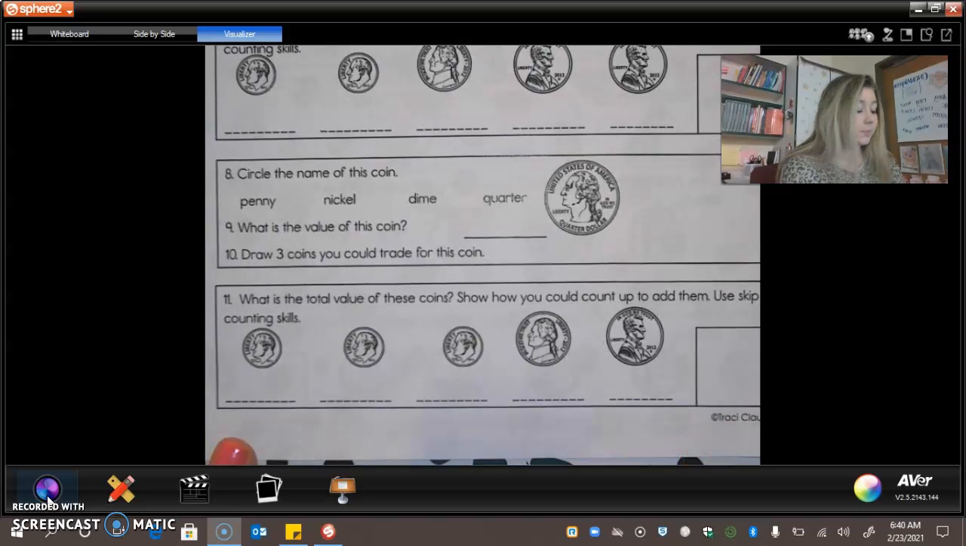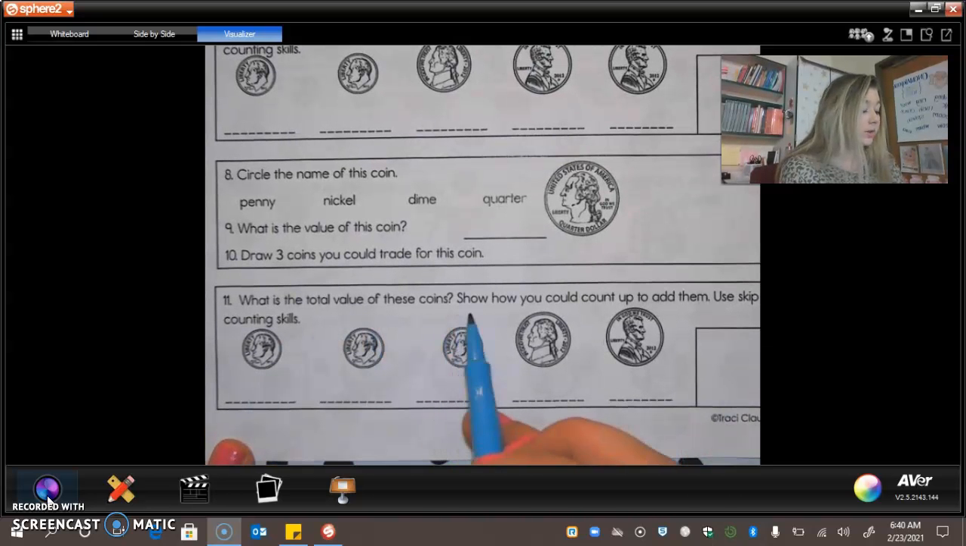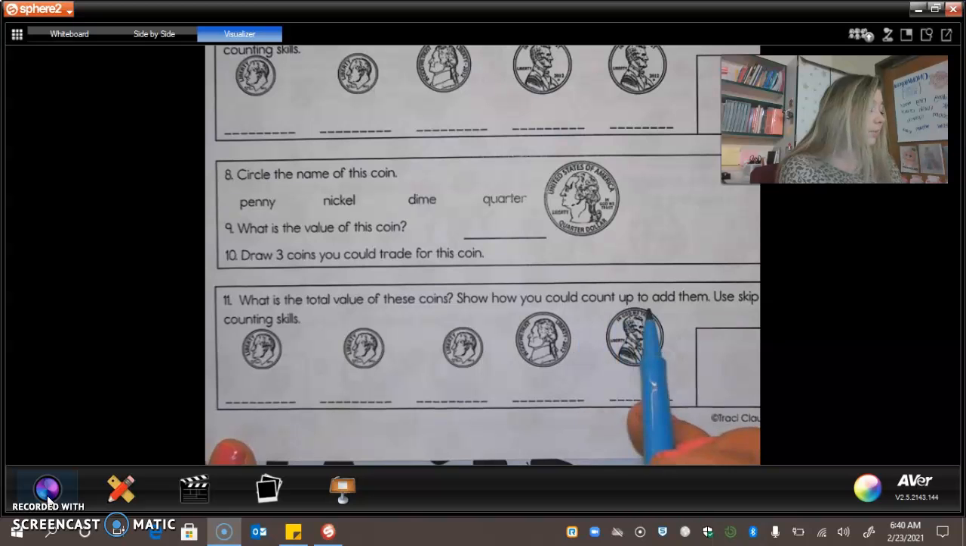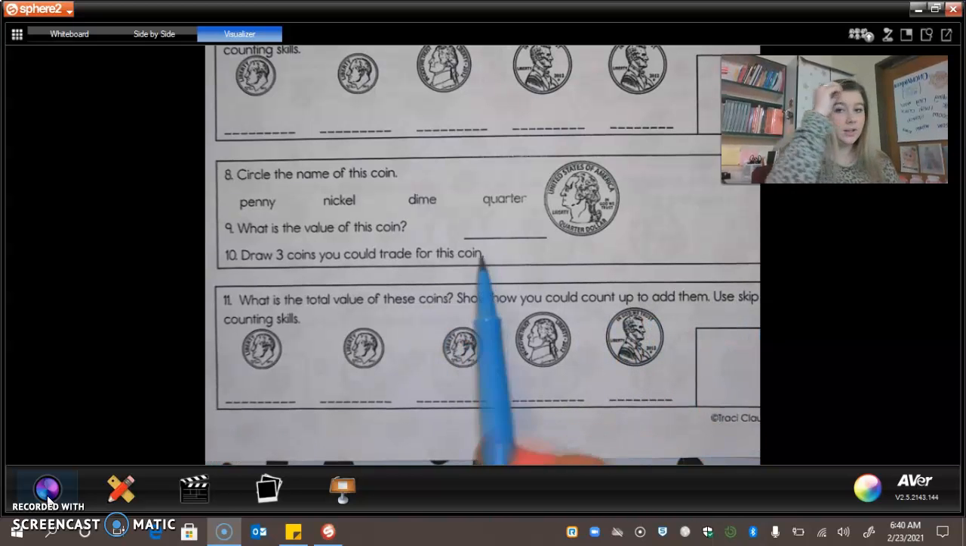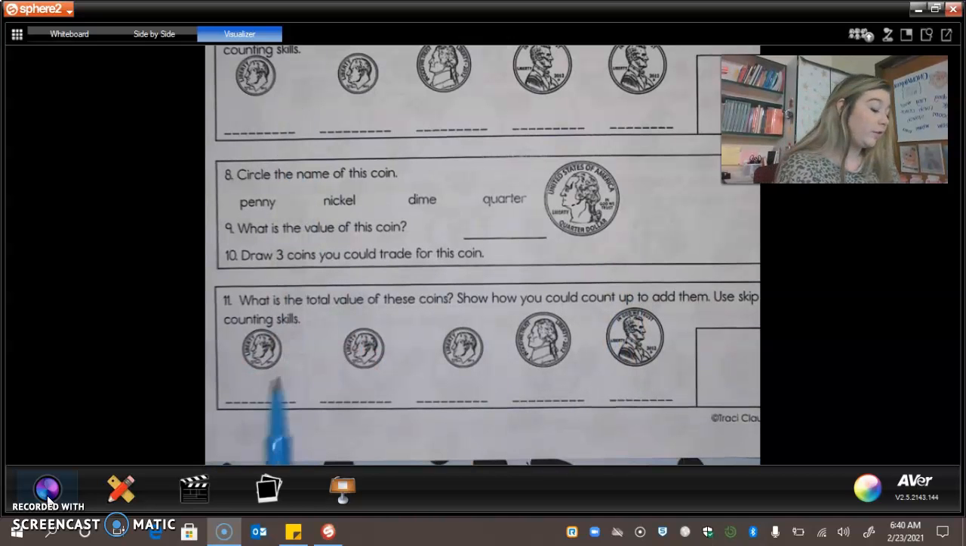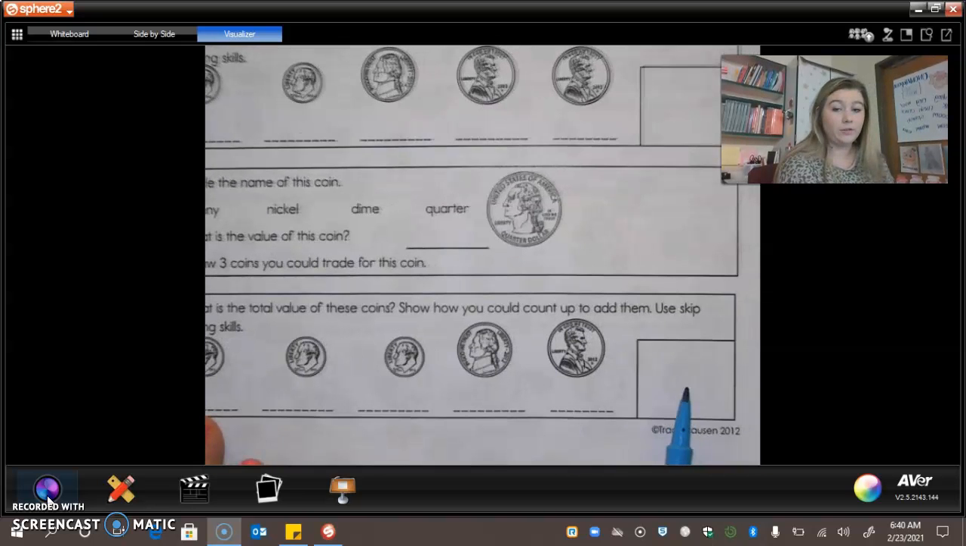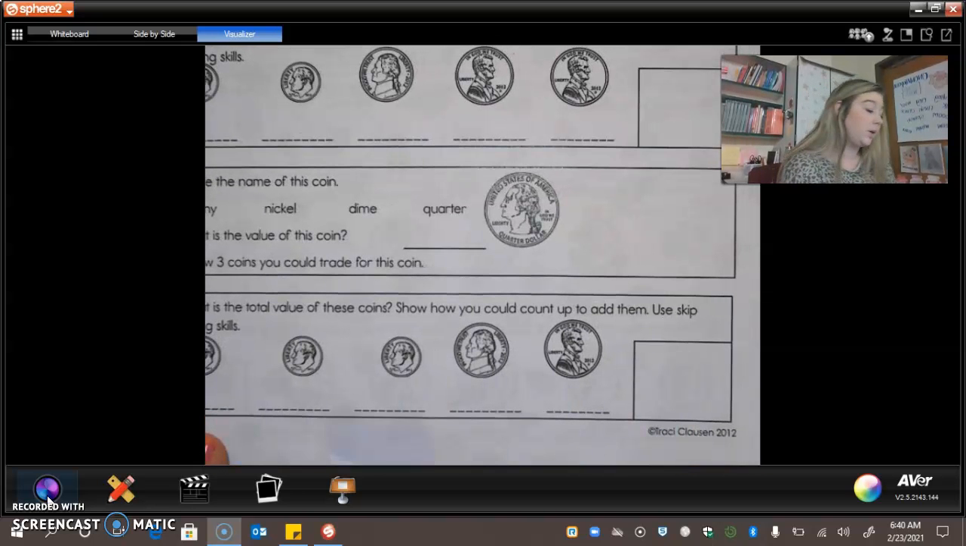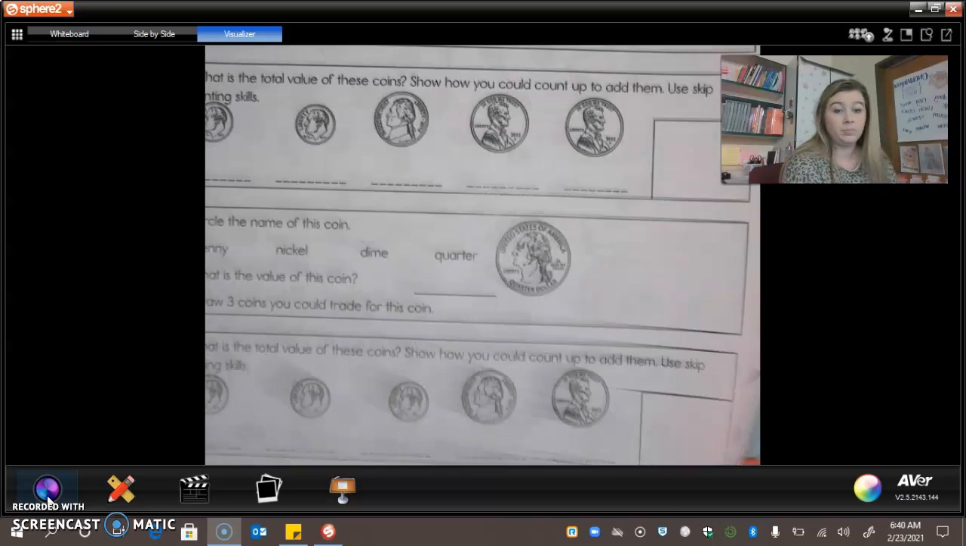Number 11, what is the value of these coins? Show how you could count up to add them. Use skip counting skills. So just like we did in number 7, start with your first coin and write the amount. Go to your next coin, write your new total amount. Same thing. And then your total amount after you add all of these coins up goes in this box.